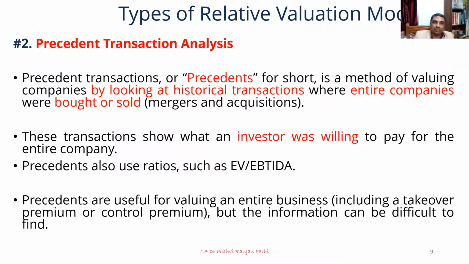Or we can do one more analysis, precedent transaction analysis. We can follow this model provided there is some historical transaction. Let us say I am going to value company A. But company A has already issued some equity or diluted promoters' equity, maybe 5 years ago, at a certain value. So that gives me a reference.